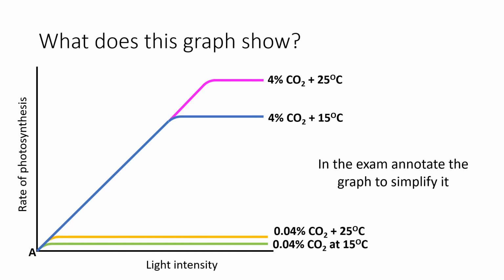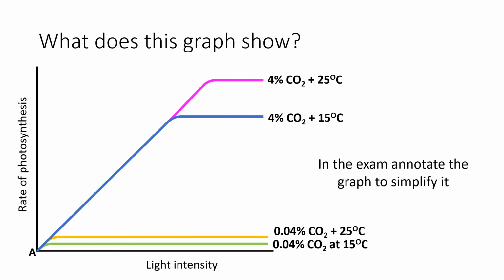What is becoming a limiting factor is temperature. And the reason we know this is because if you take the blue line and you increase the temperature from 15 degrees to 25 degrees, you can see we get the pink line where it continues to go up. The rate of photosynthesis continues to go up, but again will level off. We don't know when the pink line levels off if the limiting factor is the carbon dioxide level or if the limiting factor is the temperature.